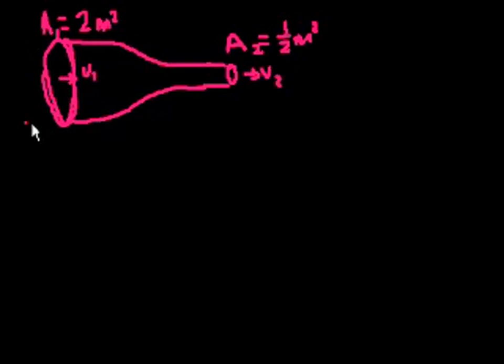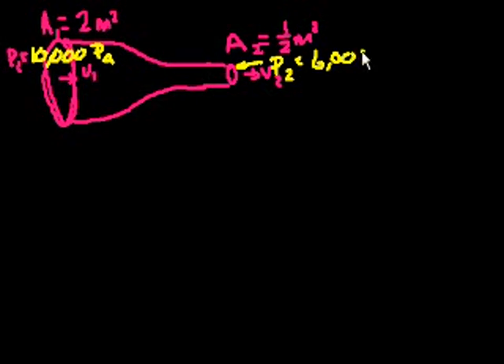And let's say that the external pressure at this point, essentially being applied rightwards into the pipe, pressure 1, is let's say 10,000 pascals. And the pressure at this end, pressure 2, the external pressure at that point in the pipe, let's say is equal to 6,000 pascals.